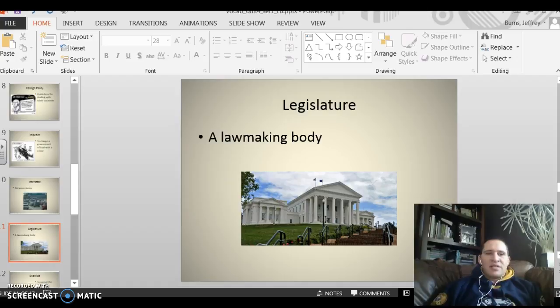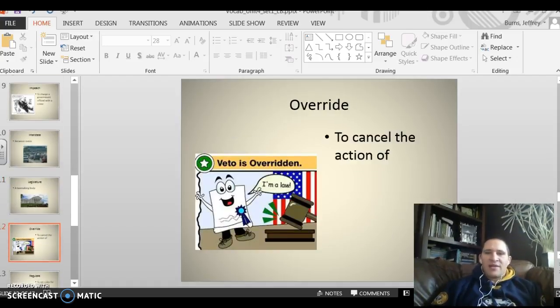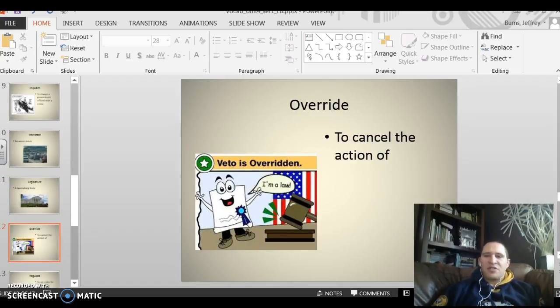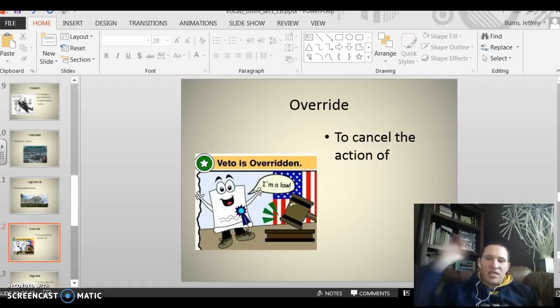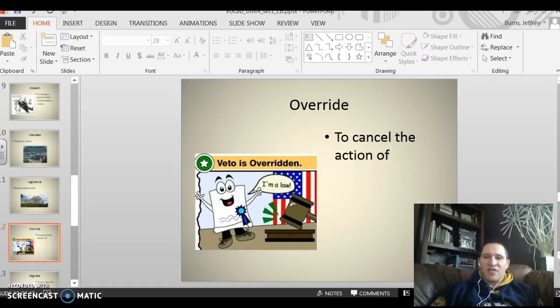Okay. All right, so next is override. So this is something that Congress can do. If they pass a law and the president vetoes it, Congress has the ability to check the president by overriding that veto. What that means is that two-thirds of each house needs to vote to override the veto. Not easy to do. Once it's vetoed, it's very hard to get overridden. But if it's something that Congress is very passionate about and they have agreement on both sides of the political spectrum, it could happen. Doesn't happen very often, though.